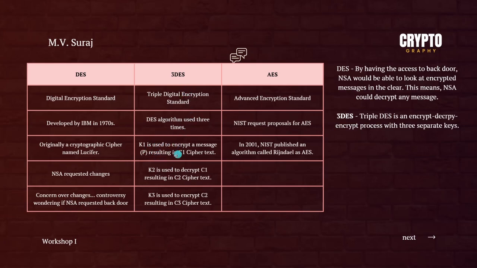K1 is used to encrypt a message P, resulting in a C1 ciphertext. K2 is used to decrypt C1, resulting in C2 ciphertext. K3 is used to encrypt C2, resulting in C3 ciphertext. So this is the process: key 1 is used to encrypt a message, resulting in a ciphertext, and key 2 is used to decrypt C1, resulting in a C2 ciphertext.